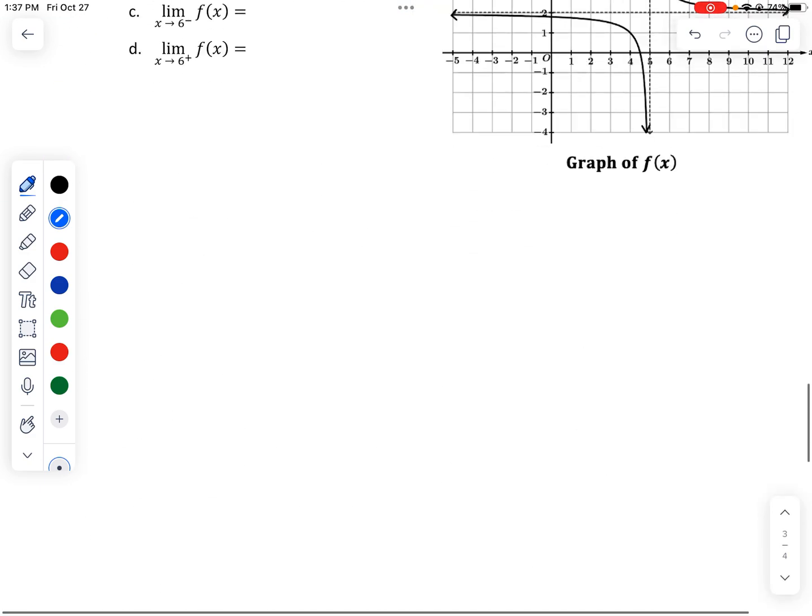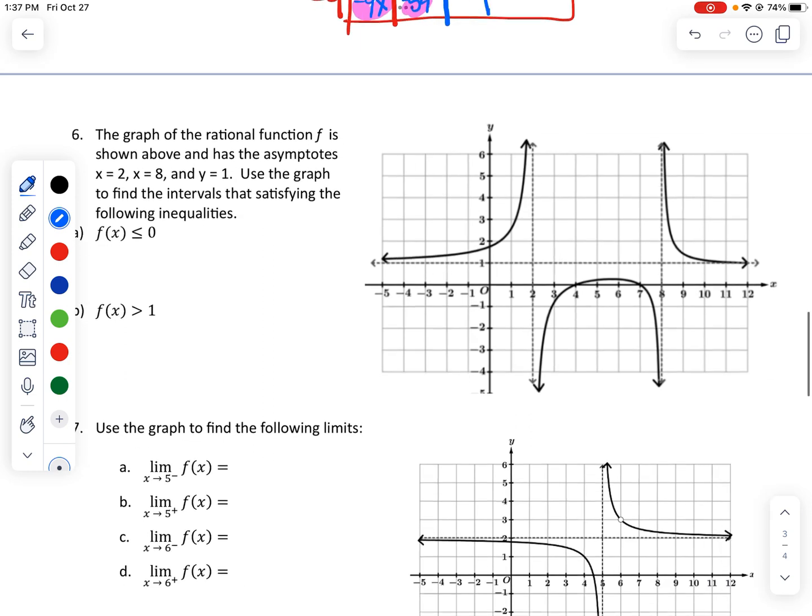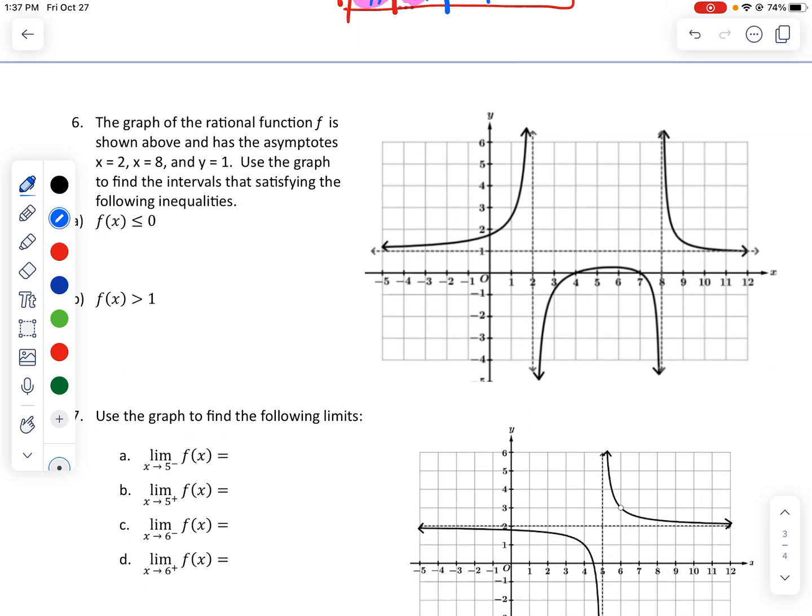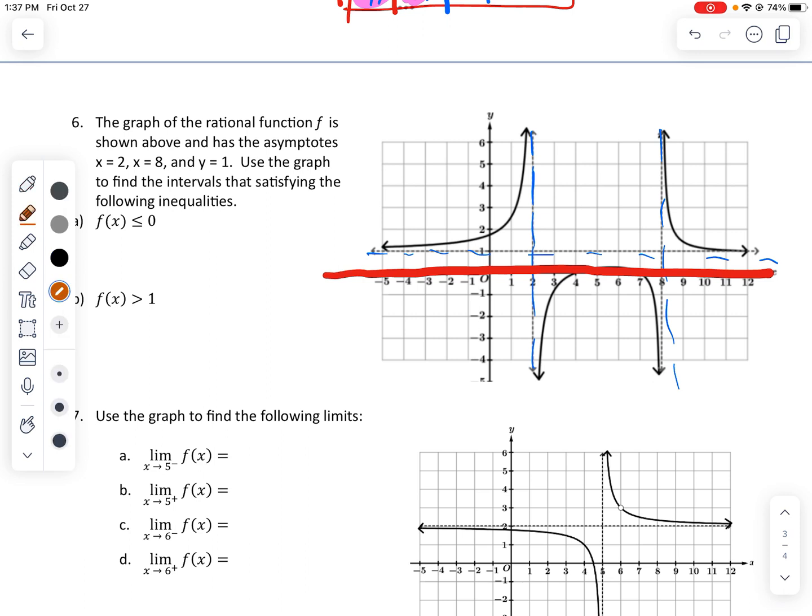All right, the next one here. Here's a graph of a rational function, and there's asymptotes we have at 2 here, at 8, and at 1. So it asks the question, when is it less than 0? Well, here is 0. So when is it less than 0? Well, that's right here, and right here is when it's under 0.